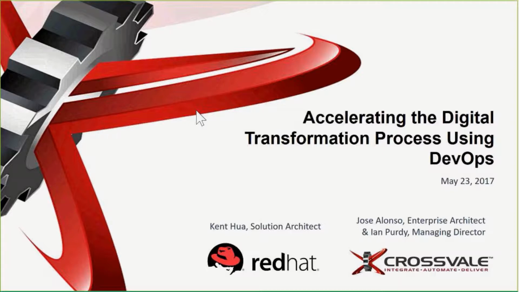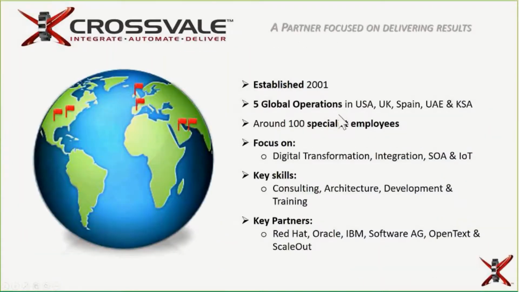Let me just first of all give a very quick introduction to Crossvale. So here we have a global operation that operates in the North American market, in Europe, and in the Middle East. We have about 100 specialist employees, and we concentrate mostly on helping companies to move forward on their digitalization journey. We have expertise in integration, business process management, and IoT.